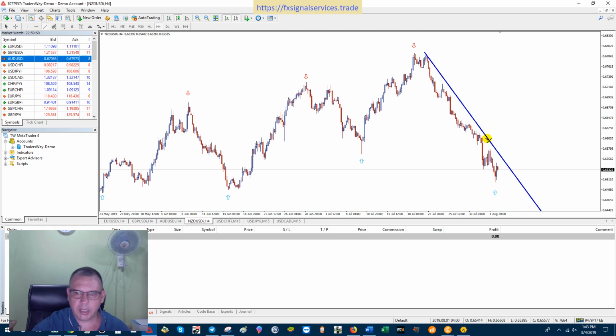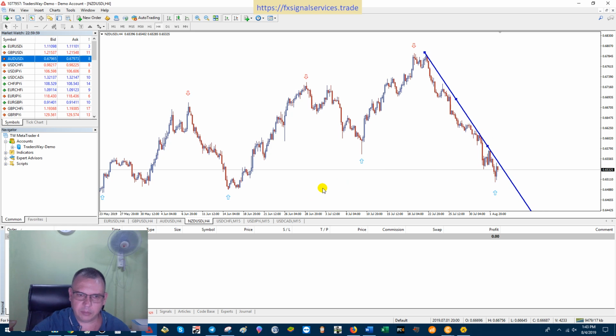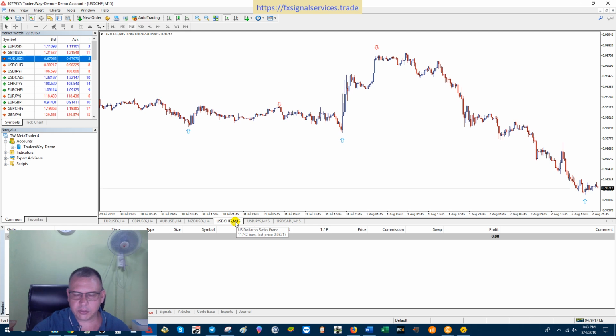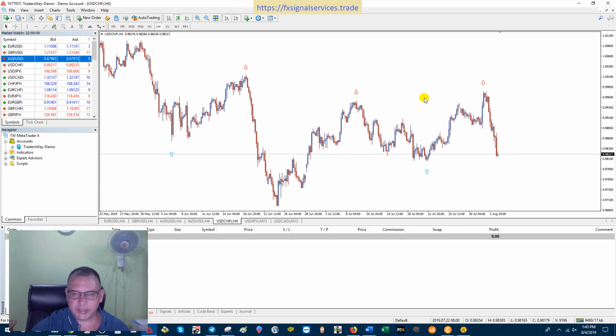Just draw a trend line coming down, wait for it to break, and then buy. Going into US dollar Swiss franc, however, we see that going into the end of the week, this US dollar had dropped off severely. And if we look at the higher time frames, we see that it's really not done dropping yet. According to the 4-hour, it has not hit any level of support.